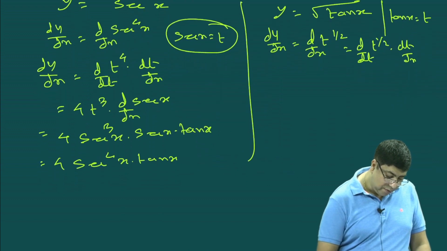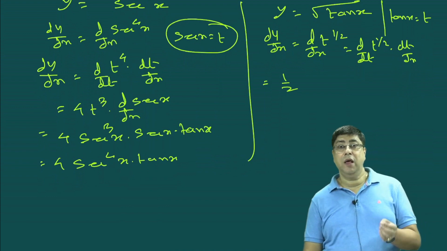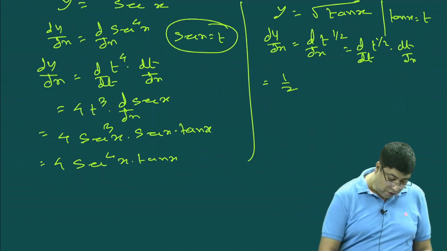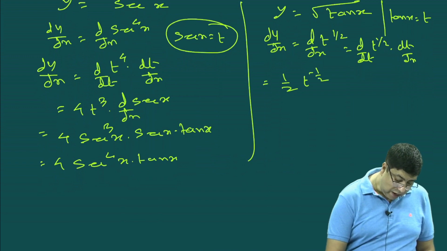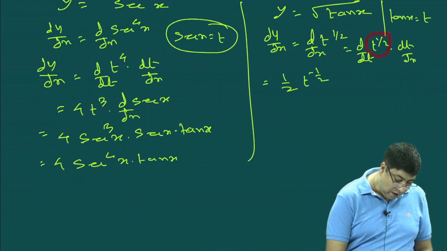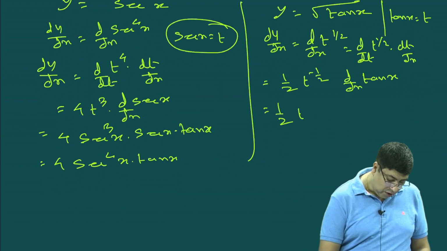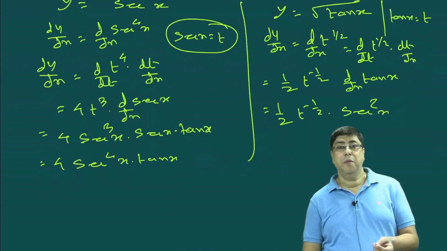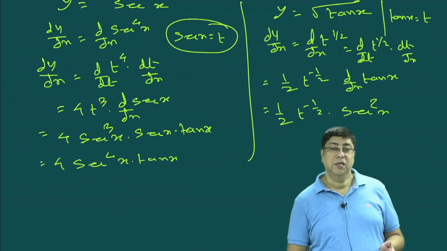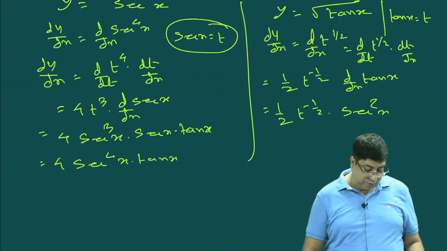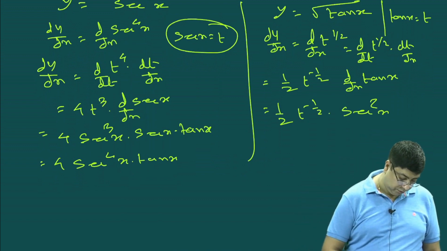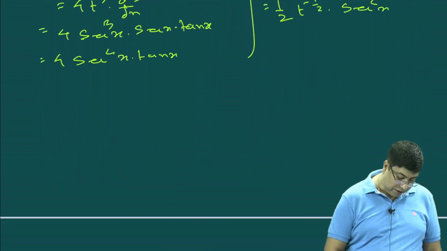So we can write here half t to the power minus half, from the formula of x to the power n, n x to the power n minus 1. Now we can apply d/dx of tan x, which is sec square x. So here we are writing half t to the power minus half into sec square x, and finally put the value of t, that is tan x. This is the final answer. Okay. Next, let us go to the next question.